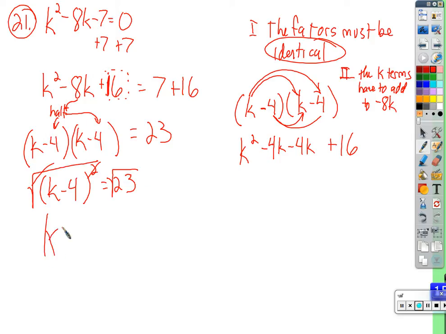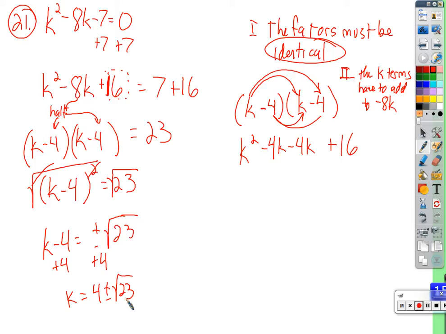k minus 4 equals plus or minus the square root of 23. Add 4 to both sides. It's 4 plus or minus the square root of 23. You're welcome to do that yourself. I won't make you watch me punch that in the calculator and tell you what the decimals are.